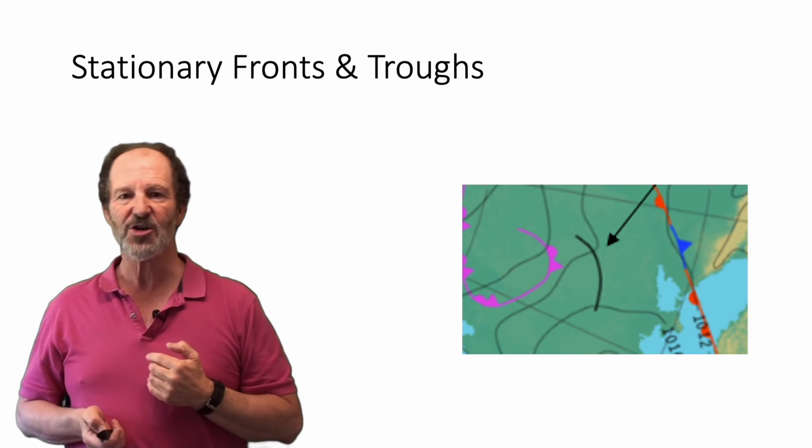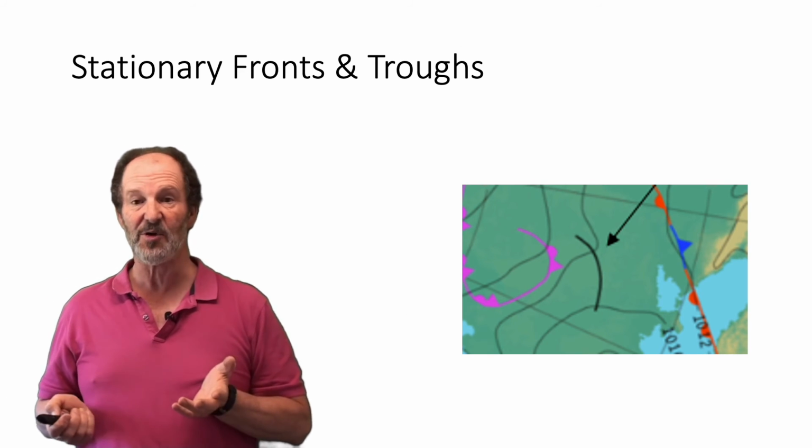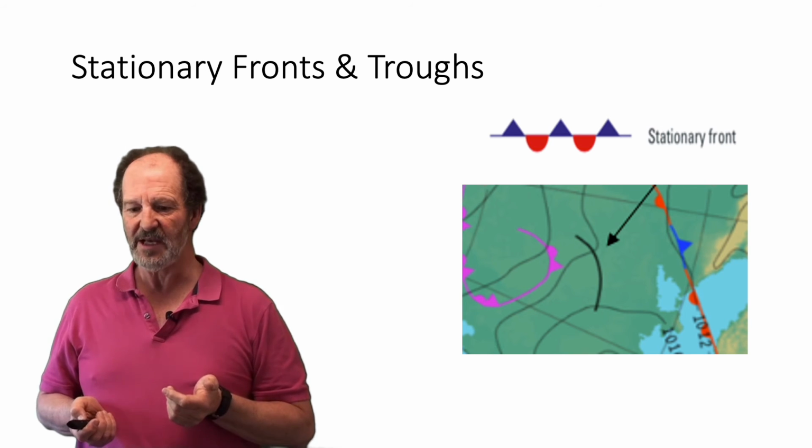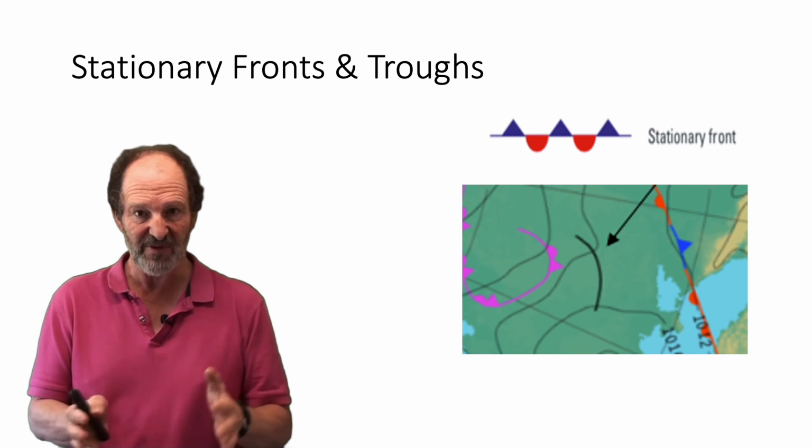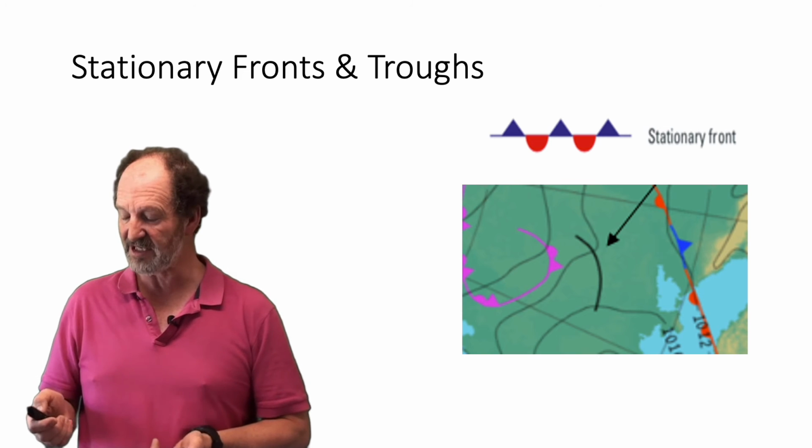Okay, so stationary fronts and troughs. A stationary front, I've already touched on this, is very simple. It's basically two air masses, but they're not really moving. So it's just what it says on the tin.